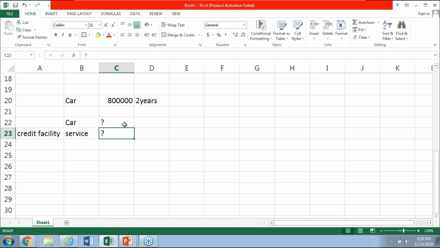So I have to break the price into two parts. So the 800,000 price should be broken down into the value of the car and the service. So how can we calculate the value of the car? The value of the car will be the present value of future cash flows, and the remaining difference, the balancing figure, will be the value of service.